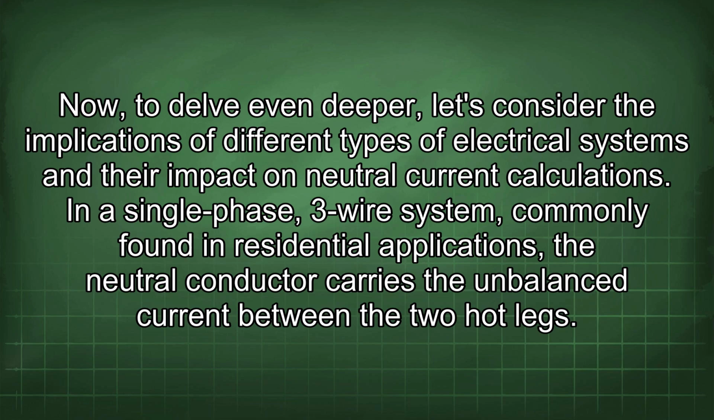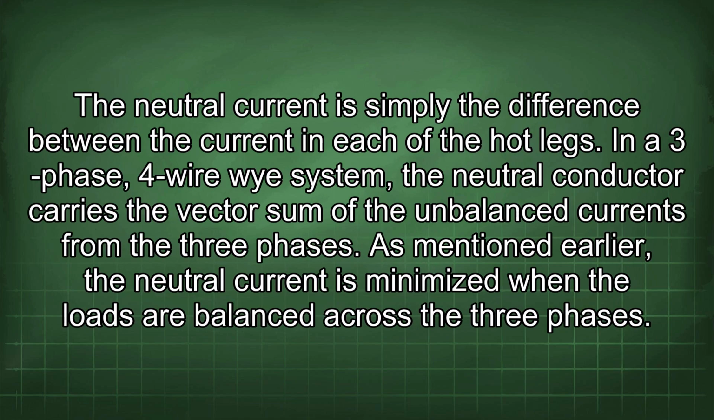Now, to delve even deeper, let's consider the implications of different types of electrical systems and their impact on neutral current calculations. In a single-phase, three-wire system commonly found in residential applications, the neutral conductor carries the unbalanced current between the two hot legs. The neutral current is simply the difference between the current in each of the hot legs. In a three-phase, four-wire Y system, the neutral conductor carries the vector sum of the unbalanced currents from the three phases. As mentioned earlier, the neutral current is minimized when the loads are balanced across the three phases.